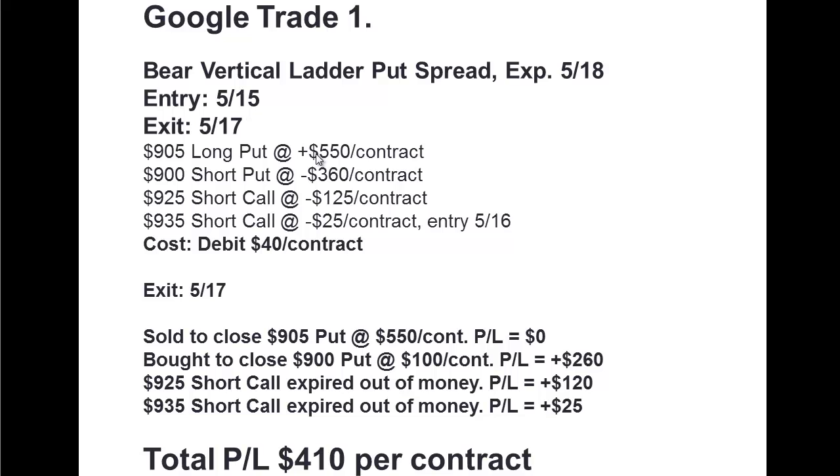Basically the spread was at $190 a contract, and then I sold the upside calls against it, collected 125, sold the upside 935 calls on the 16th, a day later, collected $25. So my total cost on this was $40 a contract.